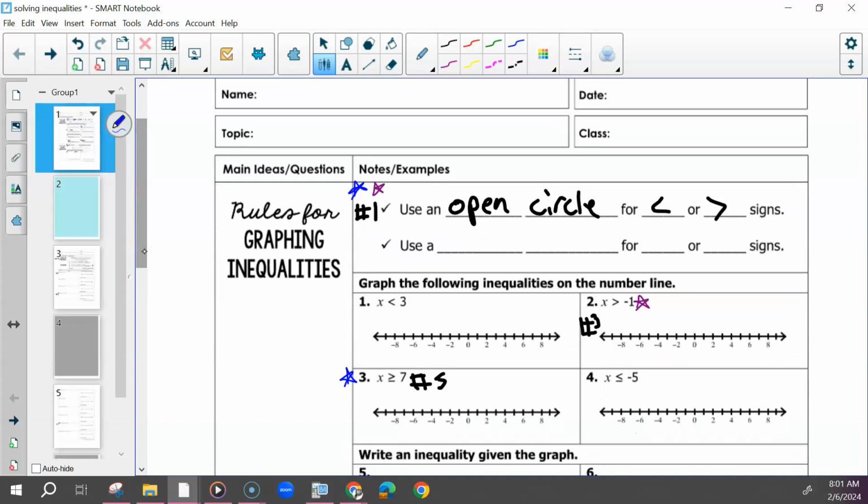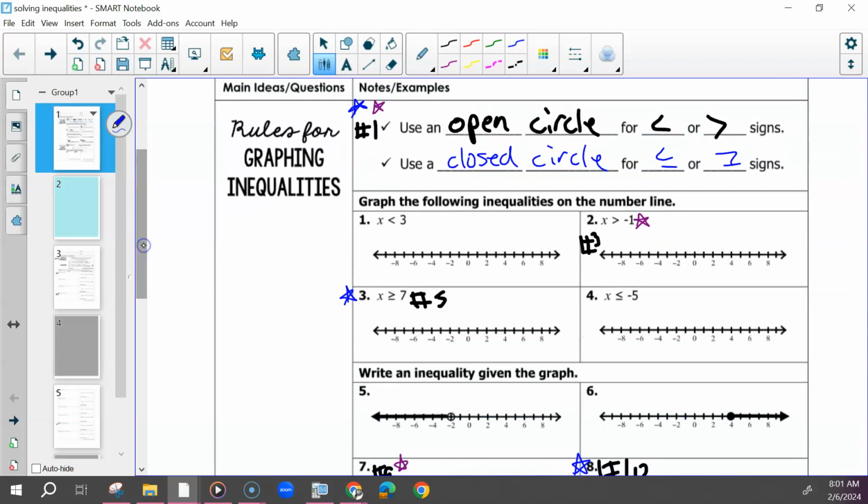And then use a closed circle for less than or equal to or greater than or equal to signs. So in these next examples, we're given some things that maybe were solved already, and we just have to graph them on the number line.